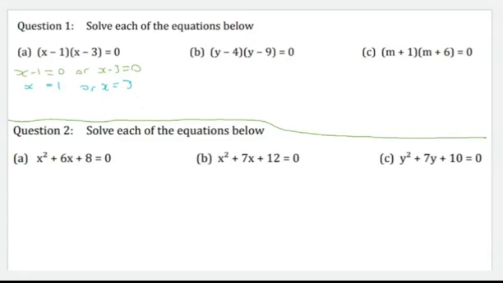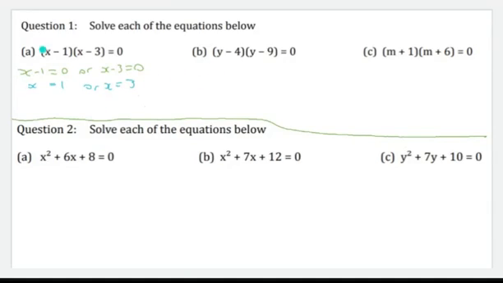So I think now you should be fine with solving these other two questions using that idea on your own. For part B, I got y equals 4 or y equals 9, because y minus 4 equals 0, or y minus 9 equals 0, so therefore y equals 4, or y equals 9. And for part C, I got m equals minus 1 or m equals minus 6. Lovely, because m plus 1 equals 0, or m plus 6 equals 0. Therefore, m equals minus 1, or m equals minus 6.